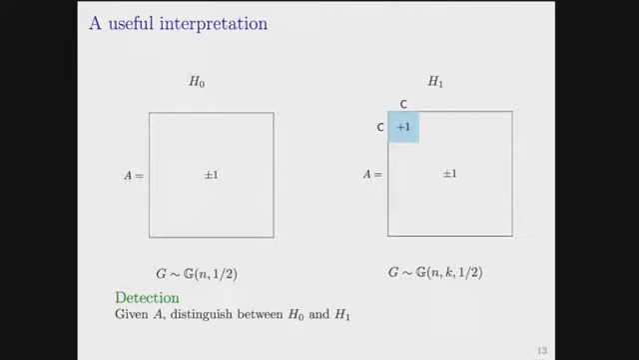There's a useful interpretation in terms of the adjacency matrix. What I will do is encode the presence of an edge by a +1 and the absence of an edge by a -1. Under the null hypothesis, the adjacency matrix of the graph is a symmetric matrix with purely random independent signs. So it's filled with Rademacher independent random variables. Under the alternative hypothesis, instead there is a principal submatrix, here the submatrix shown in blue, which is all +1s, and then the rest of the stuff is ±1s as before.